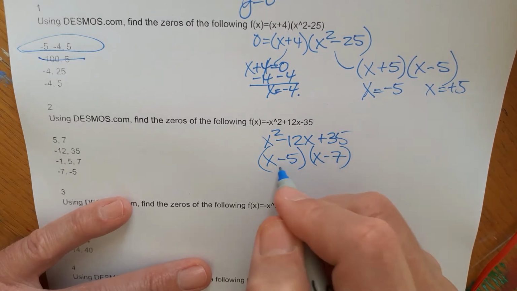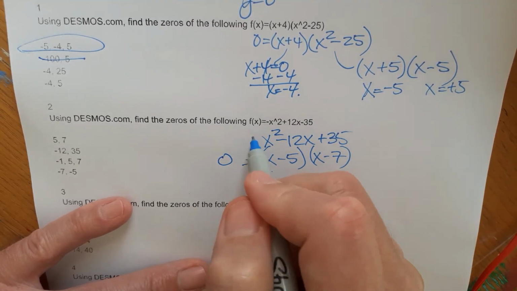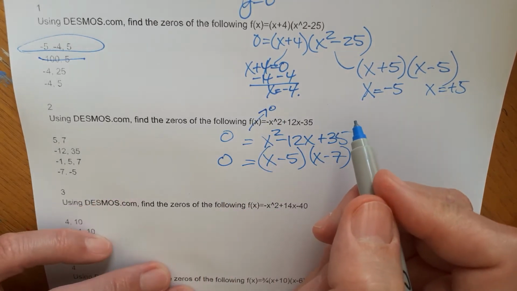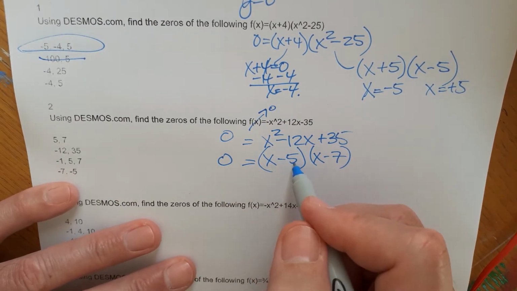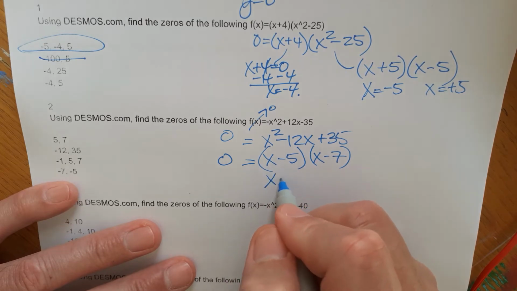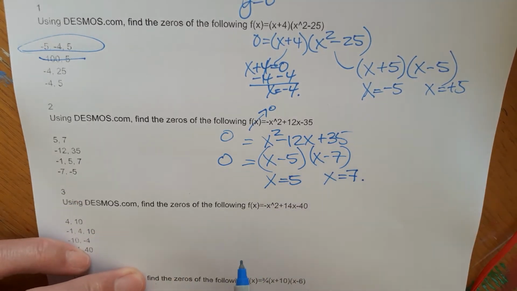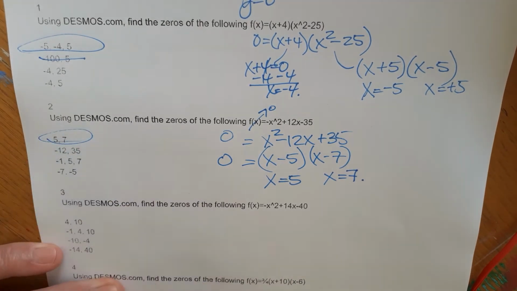So when you put each of these, and this is all equal to 0, so we can find the roots, right? We're making this 0 here. And so we have to take x minus 5, put it equal to 0, so we're going to get x equals a positive 5. This is going to get x equals a positive 7. So I'm going to come over here and say 5 and 7. Those are my two roots.